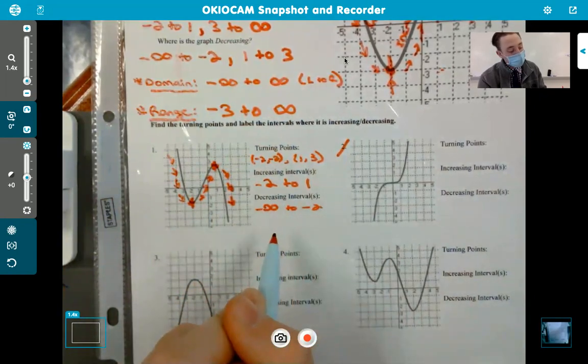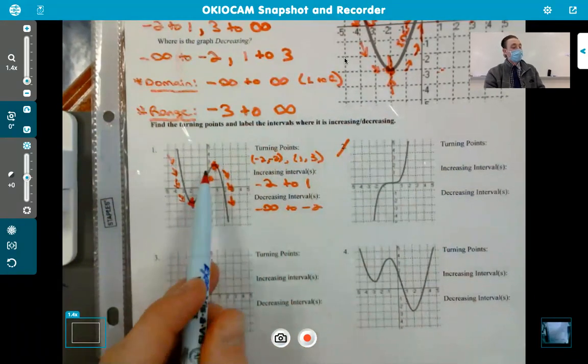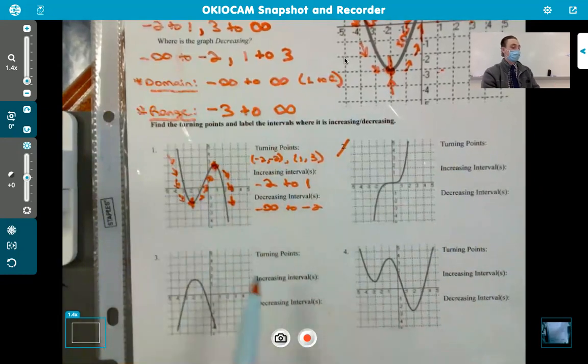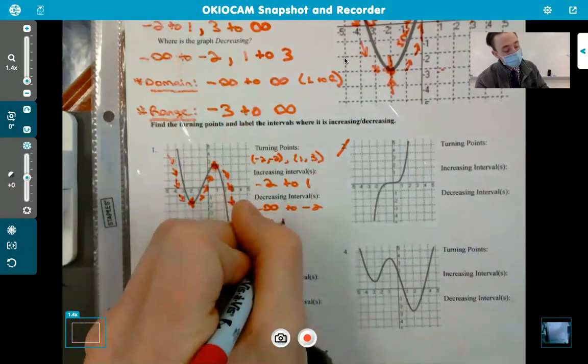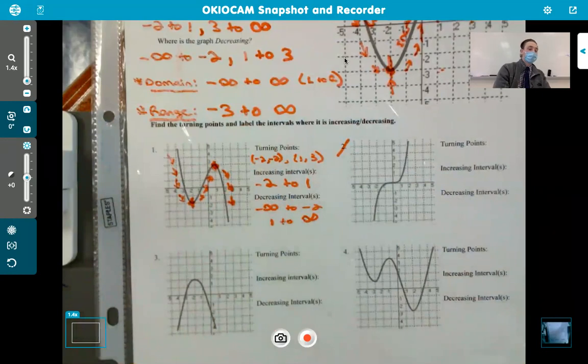And then, careful. So -infinity to -2, but then you went to the y value. Remember, we're talking about x's with our intervals. So what's the x value? 1 to infinity. So just be careful. Always deal with x's when talking about your increasing and decreasing intervals. Okay? Any questions so far?